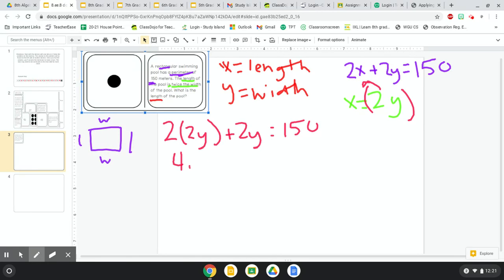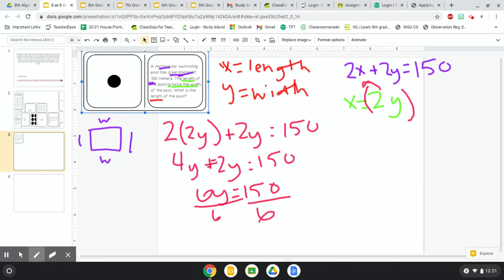That's going to give me 4y plus 2y equals 150. And then that's going to be 6y equals 150. Divided by 6. Excuse me. And 150 divided by 6 is going to give me a total of 25. So y is going to be equal to 25.